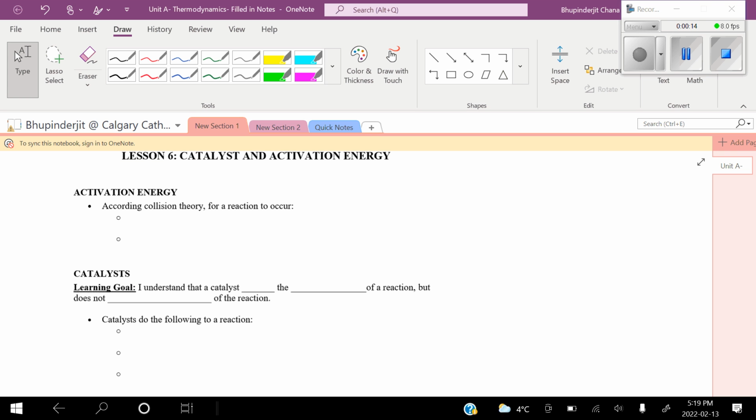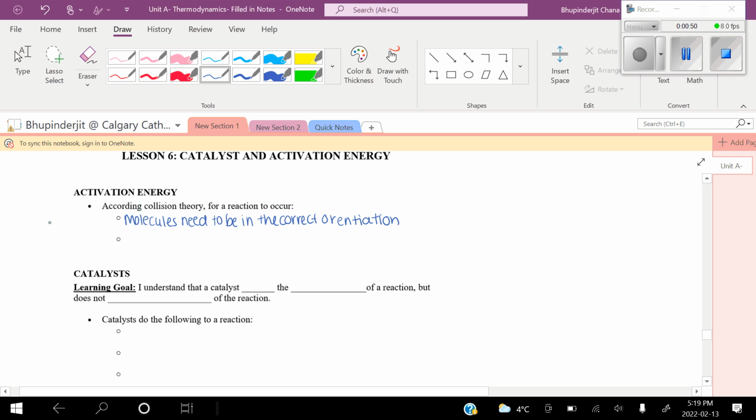So what is activation energy? Well, according to collision theory, for a reaction to occur, there are two things that need to happen. First of all, molecules need to be in the correct orientation.